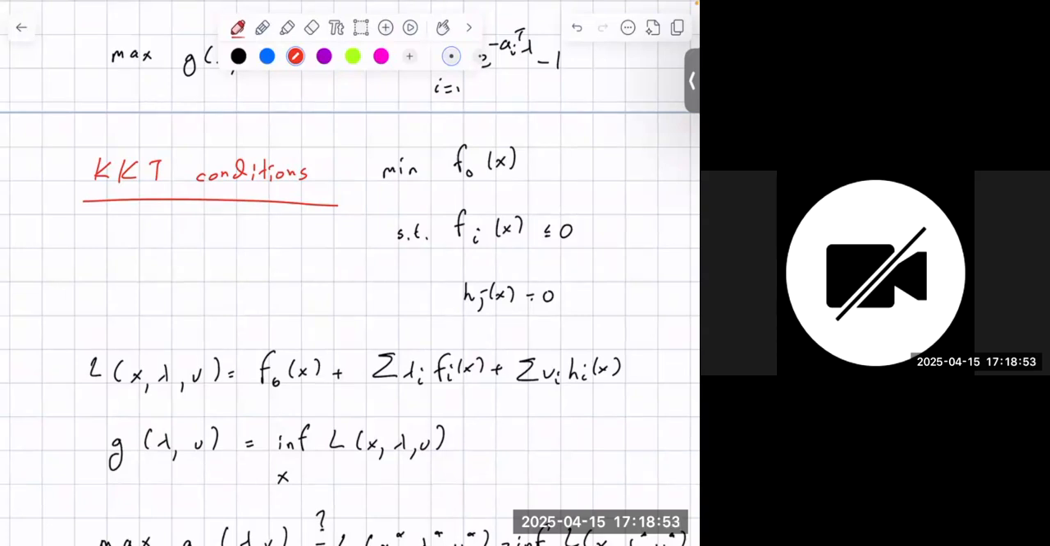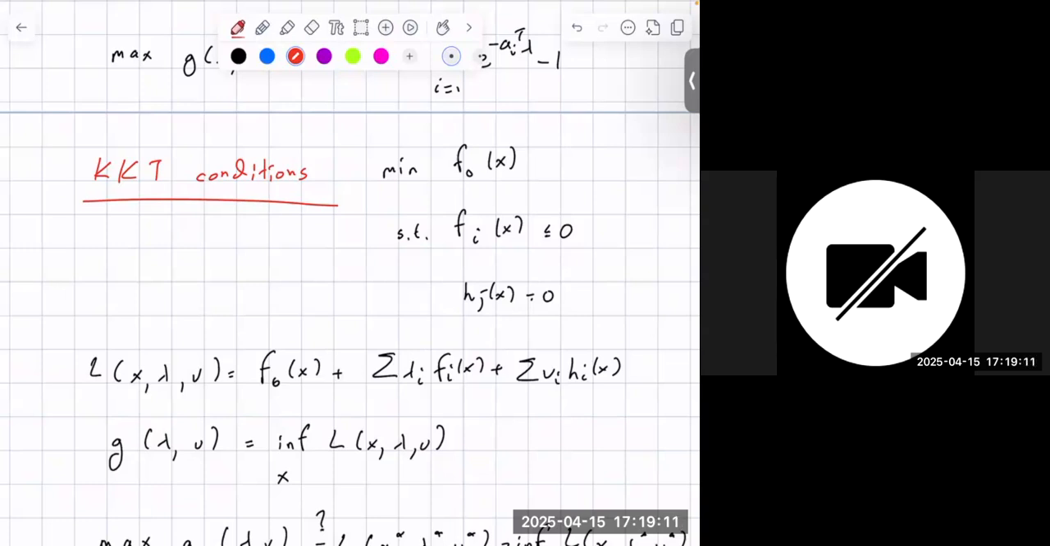All right. So how does that go? This is my optimization problem, minimizing a function, subject to something less than or equal to 0, some other stuff equal to 0. This is my Lagrangian. This G function is the infimum of it. Then I'm going to take the maximum of it.